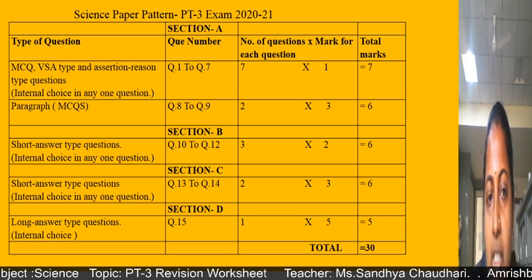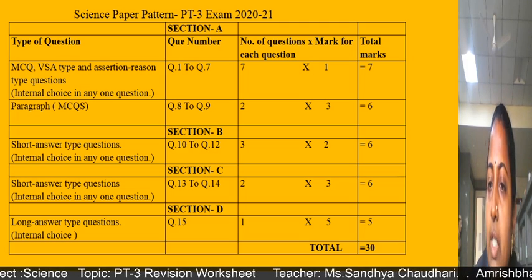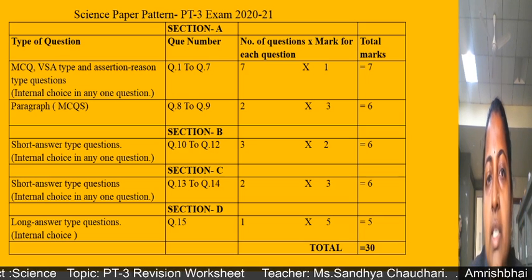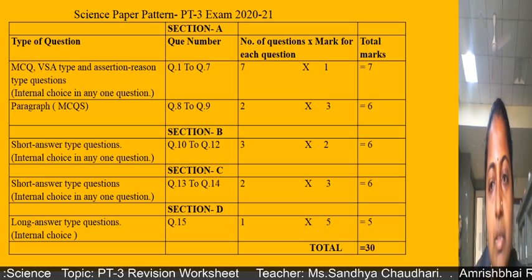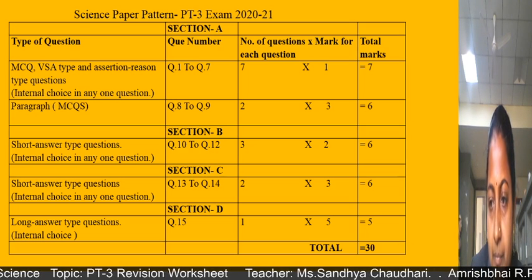In section D, you will get a long answer type question for 5 marks. Only 1 question you will get, and you will get the internal choice for that also. So in this way a total 30 marks paper will be coming for your examination. This is the paper pattern.